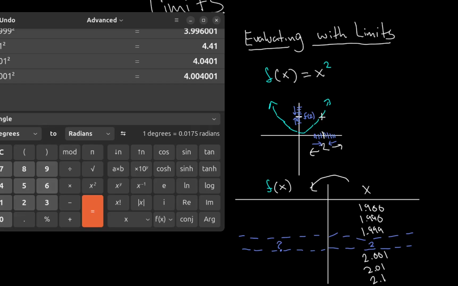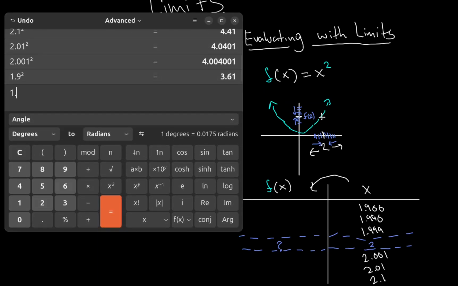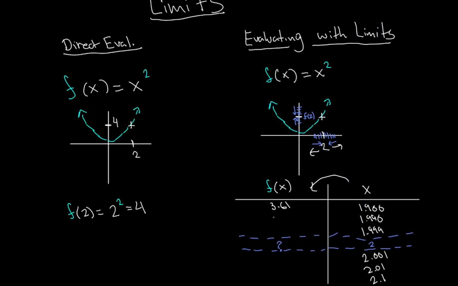So if we have 1.9 squared, we get 3.61. And then if we have 1.99 squared, we have 3.9601. If we have 1.999 squared, then we get 3.996001. And you can see a trend here. We're getting closer and closer to the value 4, right? So then let's see what happens on the other side as well.